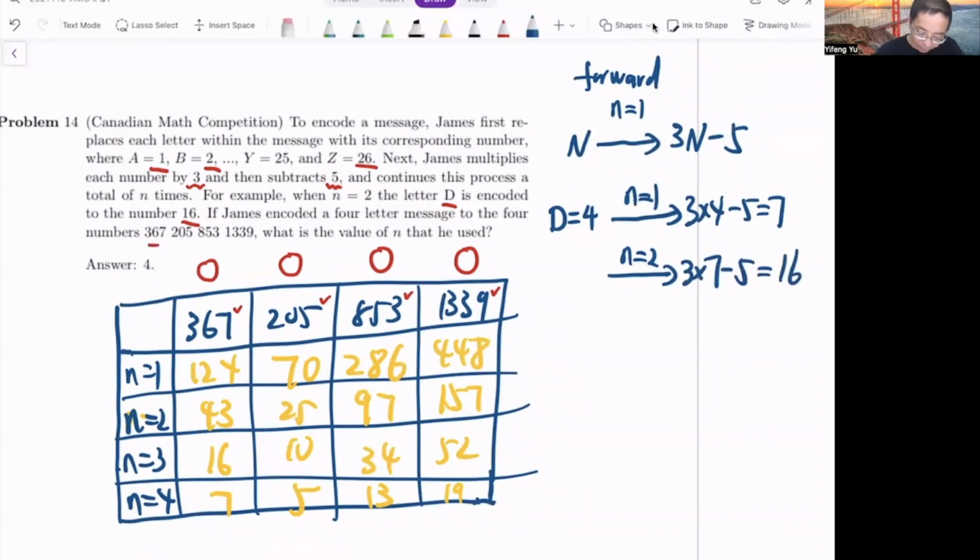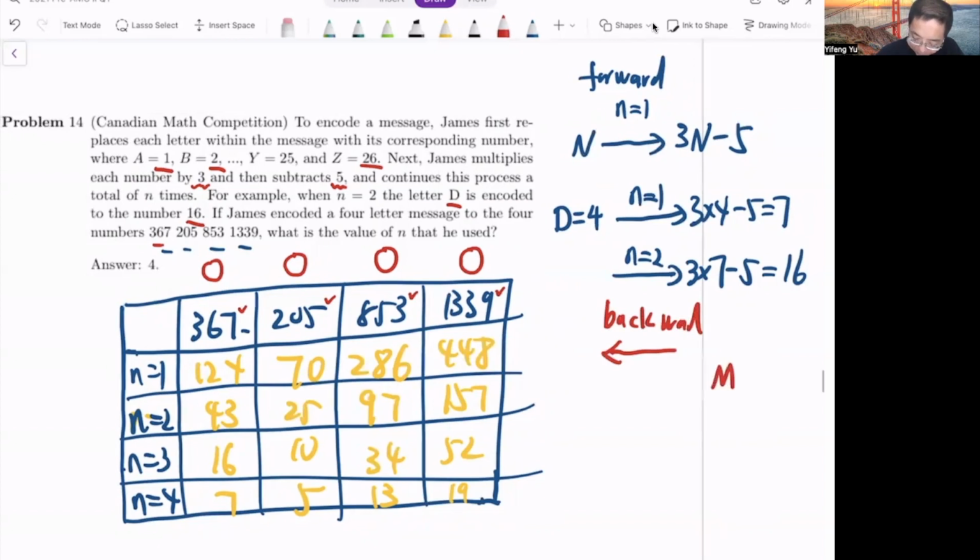Okay, now what we know is that eventually it ends up with four numbers right here. So these are the four numbers, and we want to recover the original letters, and also we want to see how many times it has been operated. So of course what we should do is go backward. Backward means let's say I have number n and you go backward, you have to add 5 and divide by 3.